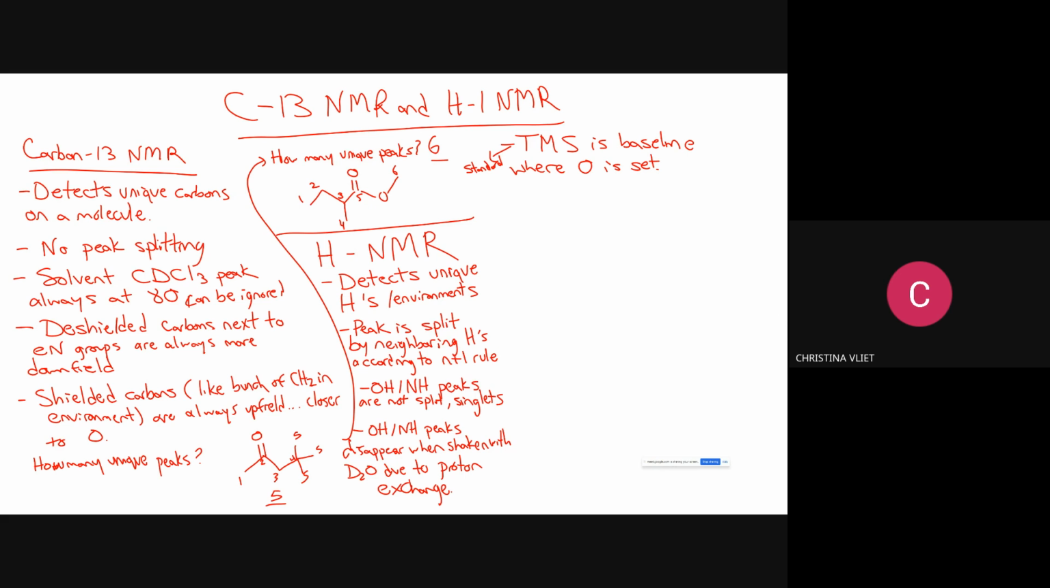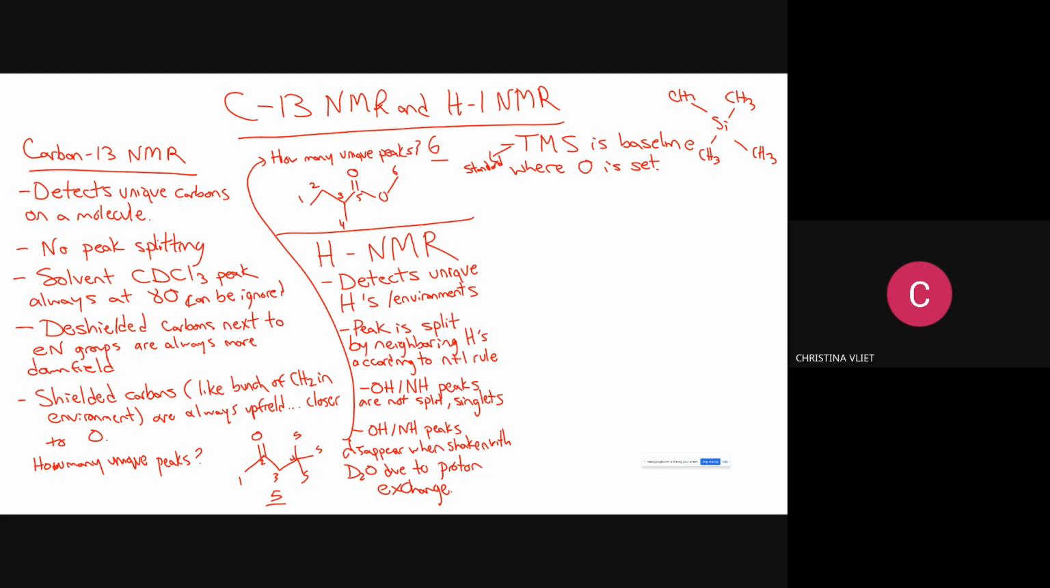Anybody wanna, what is the structure of TMS? You know, just in case it were to show up. It's silicon with 4 methyls. Completely non-polar, very low electronegativity difference. That's why they use it. Completely symmetrical. Tetramethylsilane. That's what that's called.